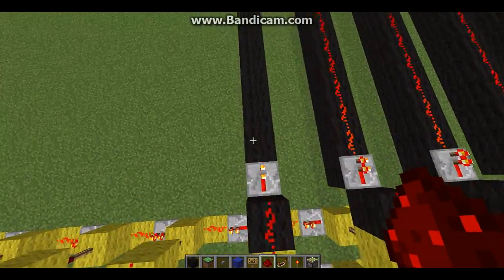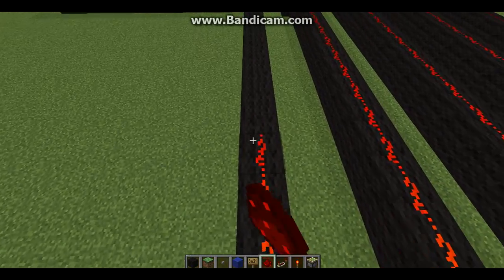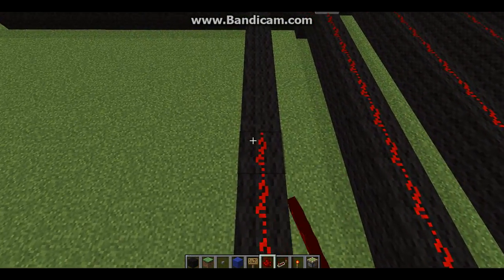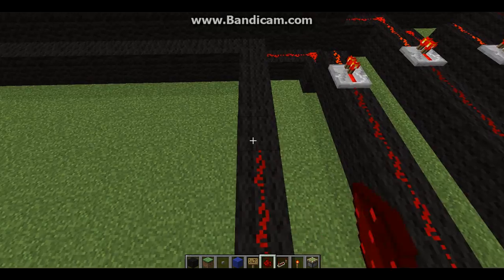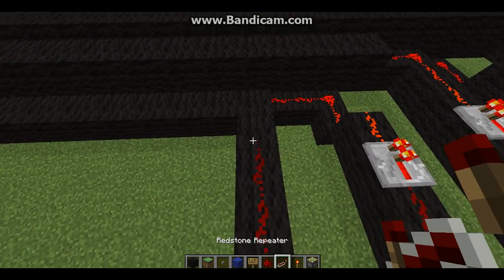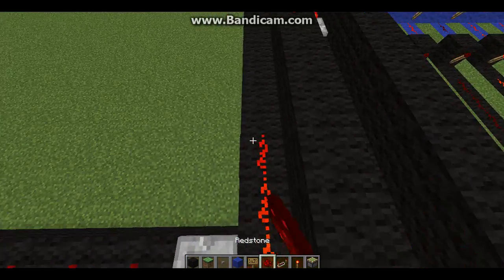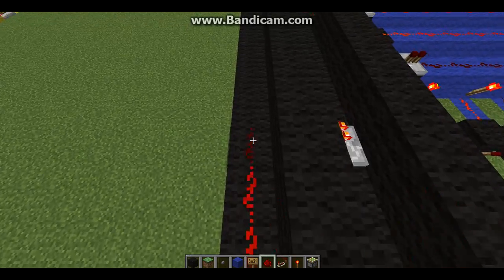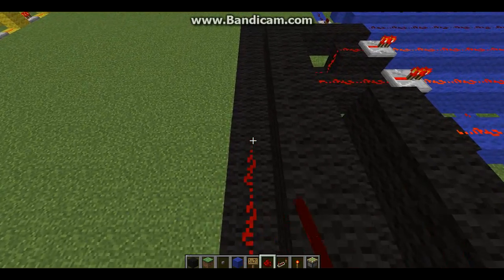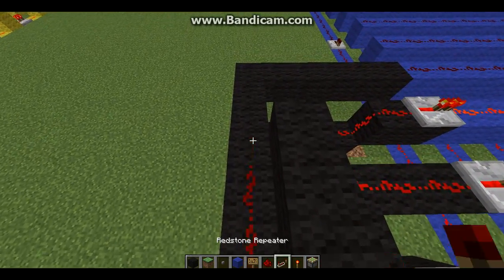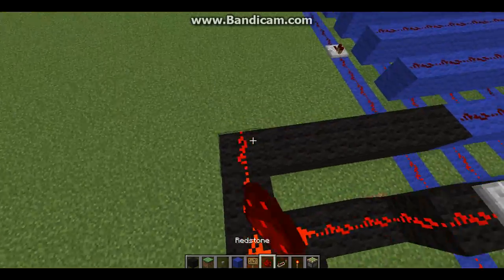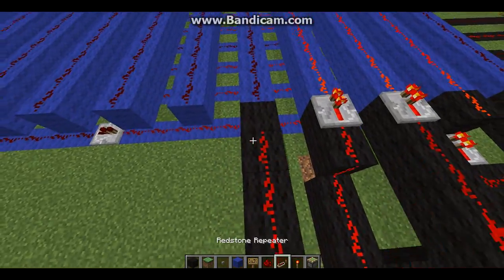Remember to place a repeater every 15 blocks. So 1, 2, 3, 4, 5, 6, 7, 8, 9, 10, 11, 12, 13, 14, 15. Repeater here. Then count 15 again. Repeater. And then redstone to here.